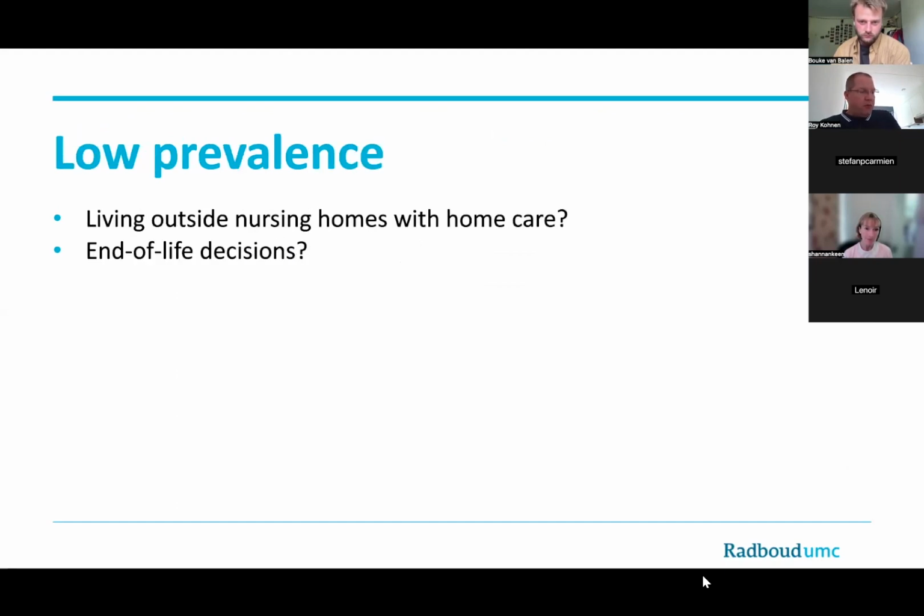We had 2 hypotheses for this low prevalence. LiS patients may live outside the nursing homes, receiving home care, or the Dutch practice of end-of-life decision-making, such as euthanasia or withholding or withdrawing artificial nutrition and hydration, may have led to this low prevalence.